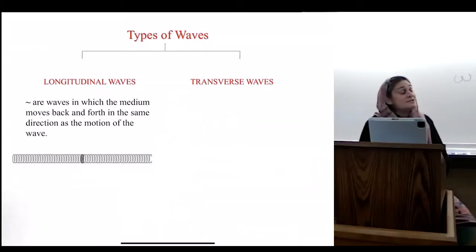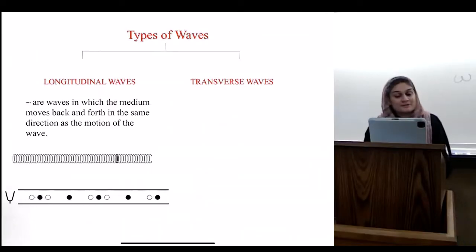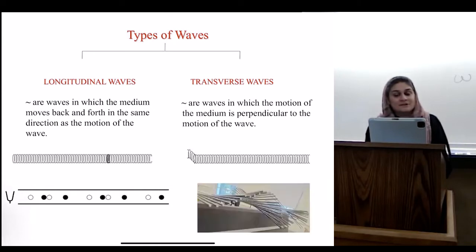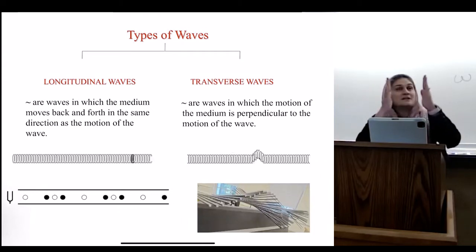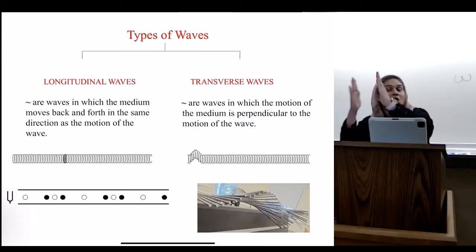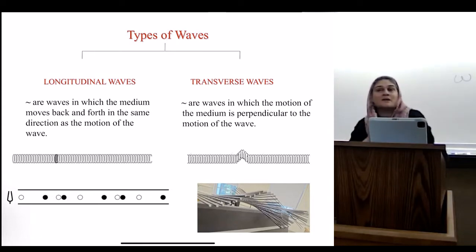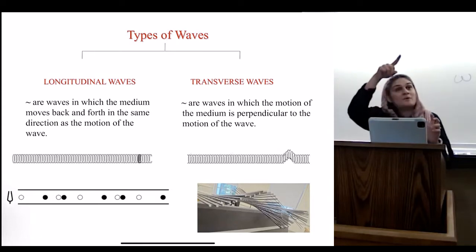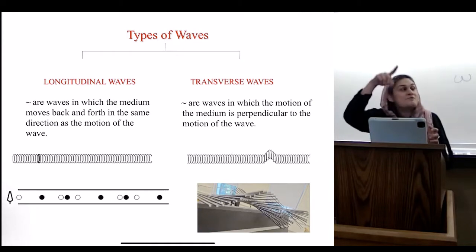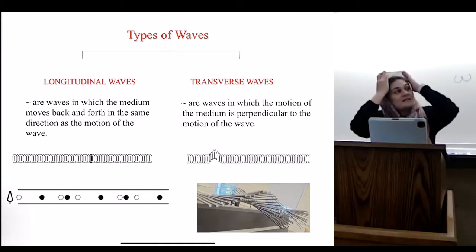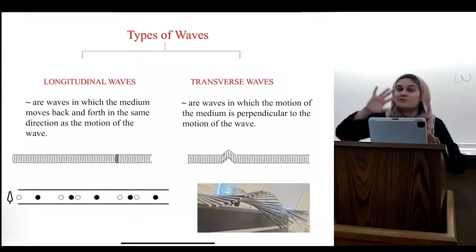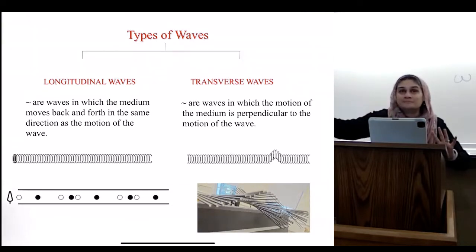So now these are the waves we've discussed before, correct? What were the two waves that we saw? Longitudinal and transverse. Longitudinal waves are waves in which the medium moves along the direction of the wave. Transverse waves are waves in which the medium actually moves up and down. So remember I said that when the wave moves, it moves with a different speed.